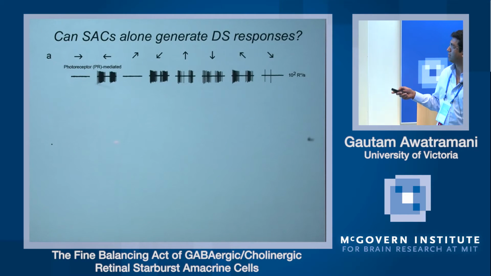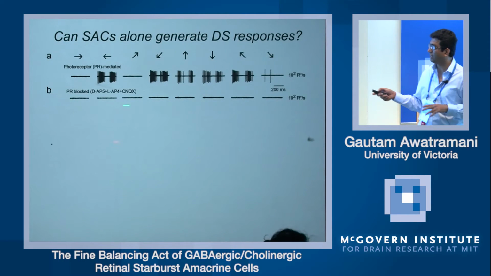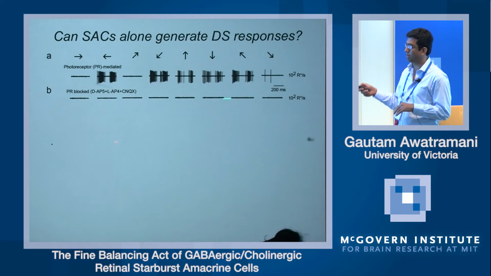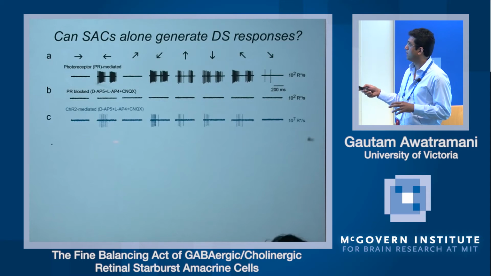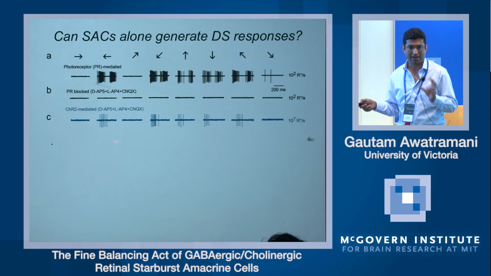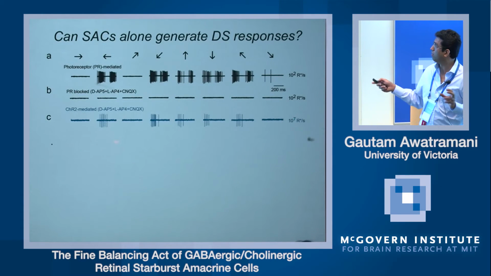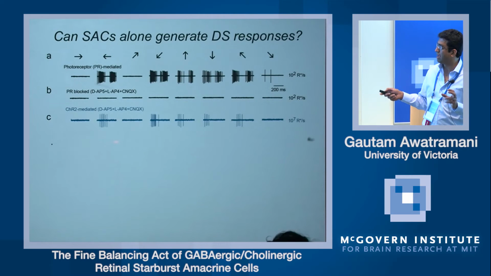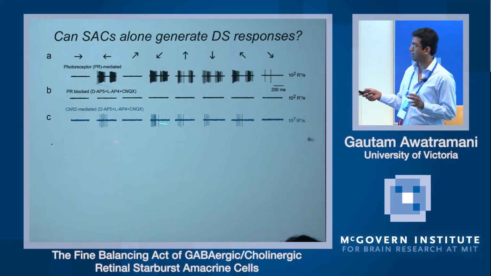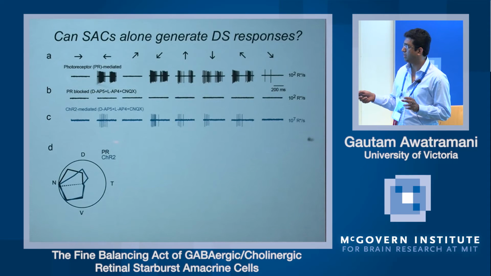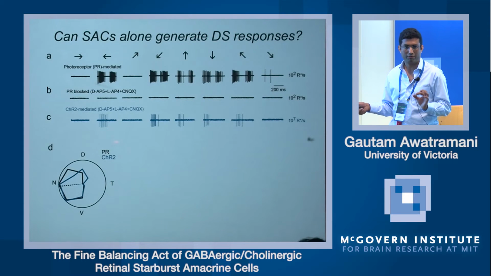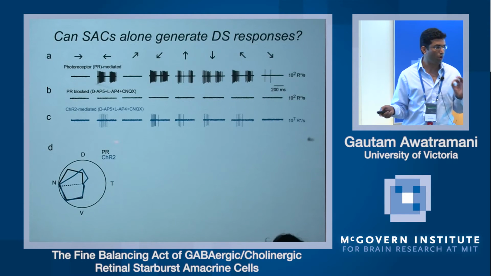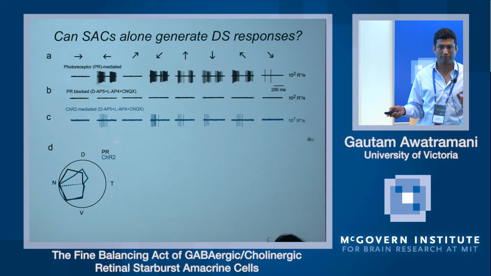Then we put on a cocktail of antagonists to completely block the photoreceptors, and you can see the responses are completely gone. Then we increased the intensity of the light stimulus by almost 5 orders of magnitude. Now you see beautiful spiking again, and the most impressive part is if you look at the directional tuning, it's completely matched with that driven by photoreceptors.